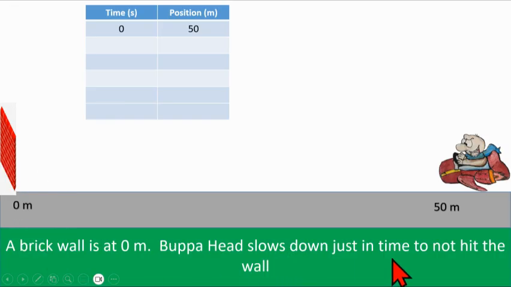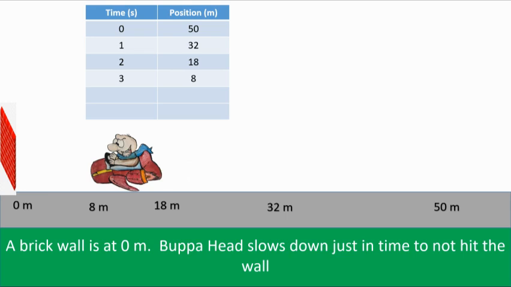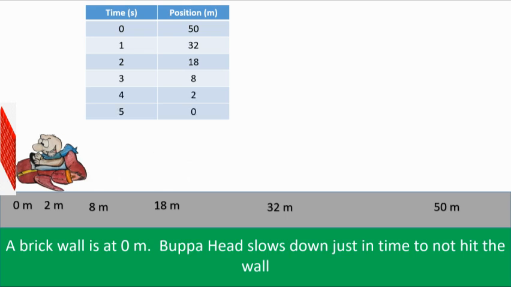Bump ahead slows down just in time not to hit the wall. He's going to start off away from 0, so he's going to start off at the top of the position graph. And let's look what happens to him. All right, so he moves a lot at first. Then the distance that he moves every second gets smaller. You can see that. His position numbers are up here.